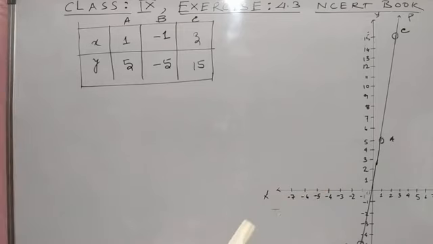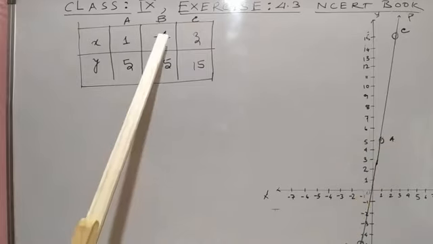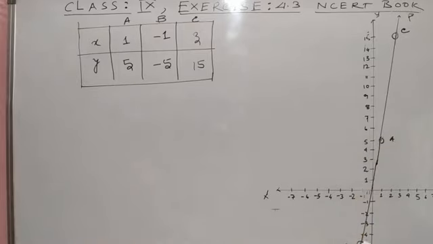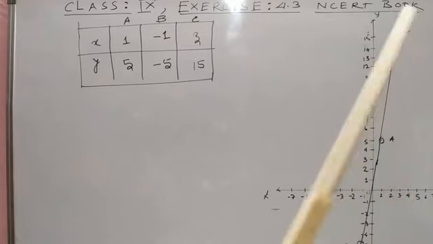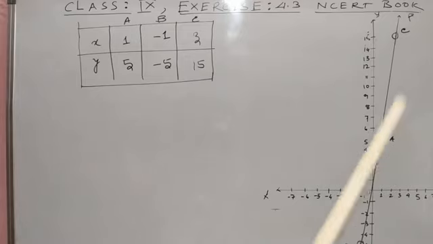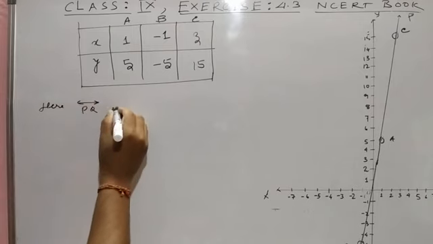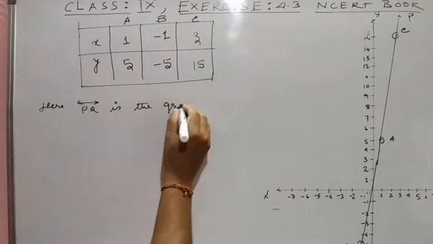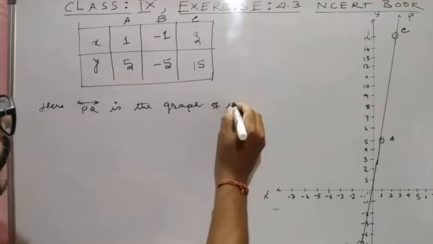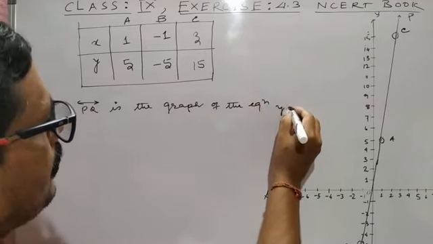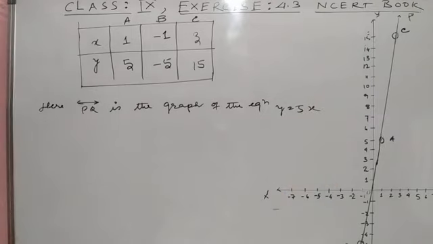Okay. Now you see, if we put the value of x as 1, the value of y will be 5. If we put minus 1, the value of y will be minus 5. And if we put 3, then it will be 15. So joining them we get the straight line PQ. So this is the graph of this equation. PQ is the graph of the equation y equal to 5x.